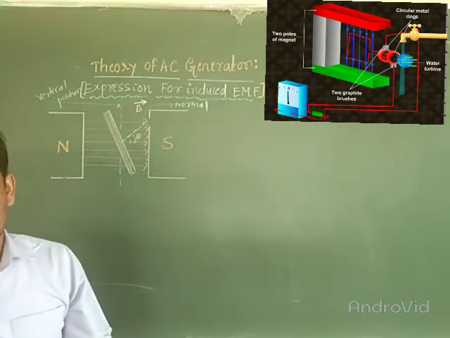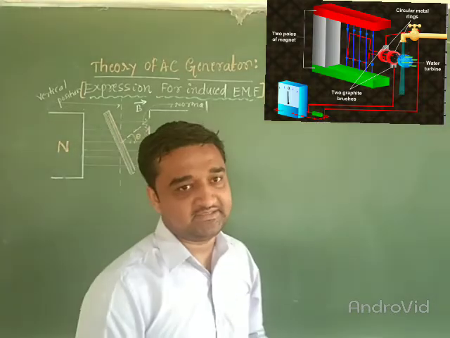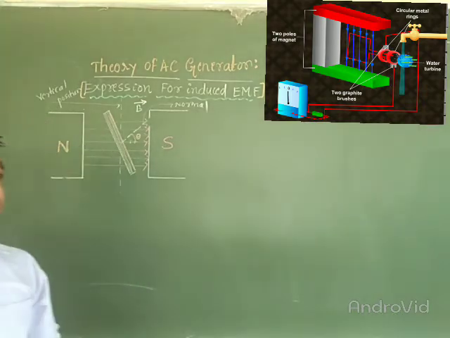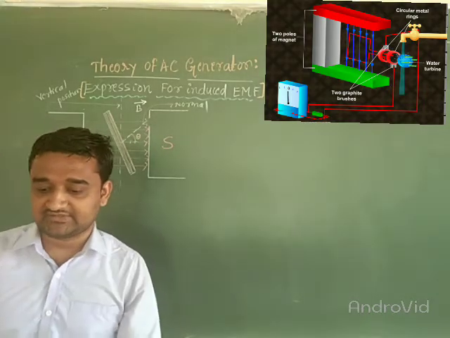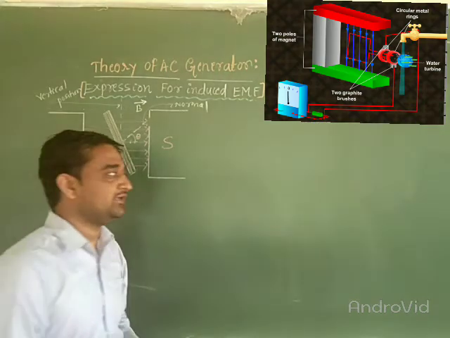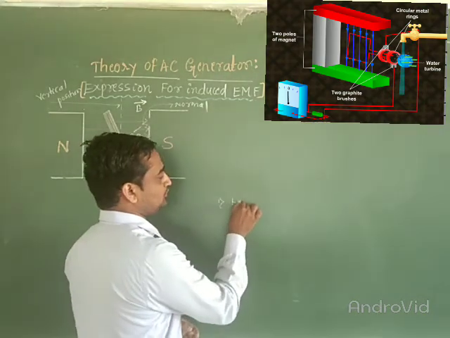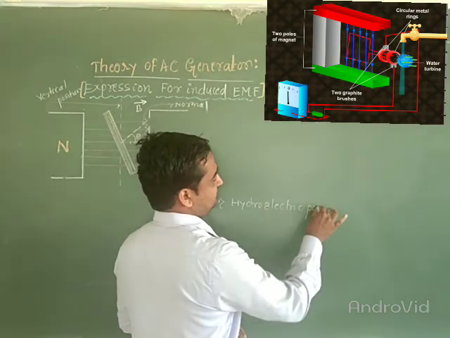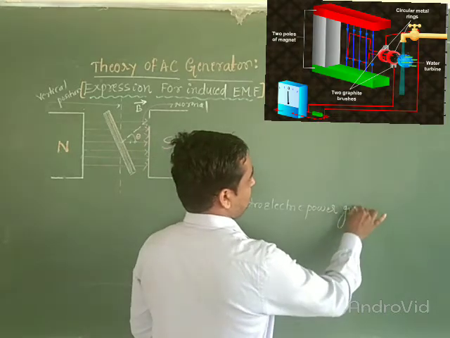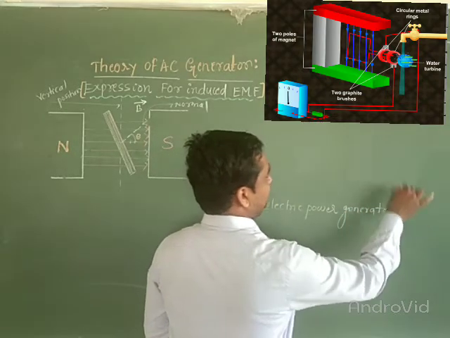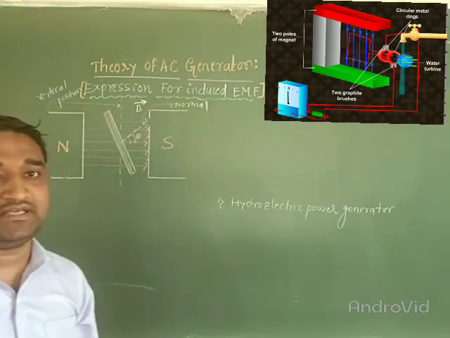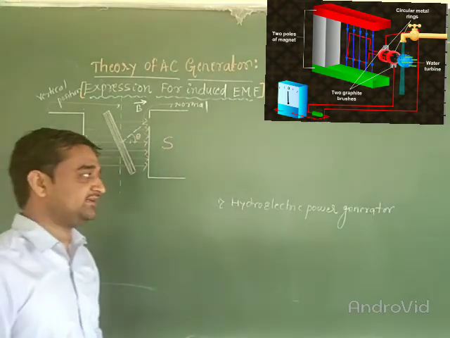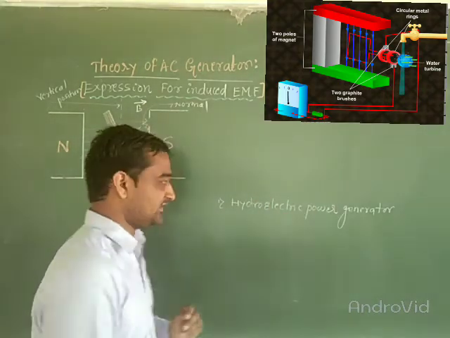the armature is rotated using some mechanical energy, and depending upon the type of mechanical energy used, we have different types of power generators. One is the hydroelectric power generator. Here water is used to rotate the armature, and hence the mechanical energy is converted into electrical energy. That is the hydroelectric power generator.